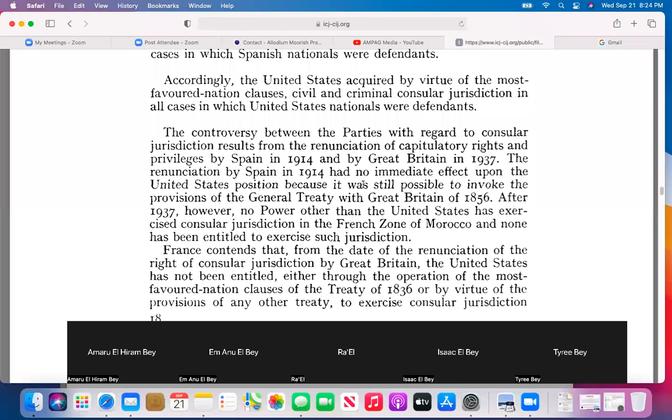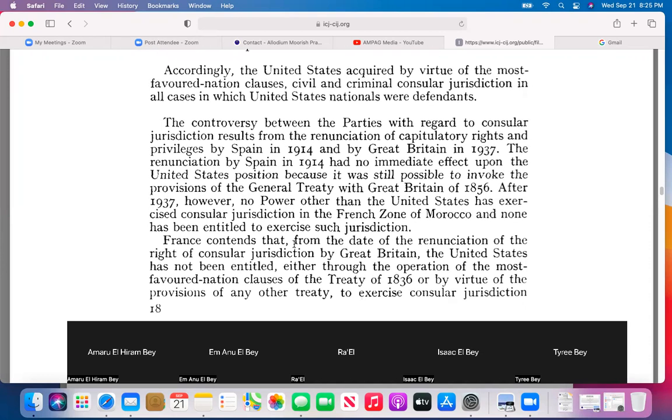All right, the controversy between the parties with regard to consular jurisdiction results from the... Did I already read that? Yeah. Okay, so I was down here. After the renunciation by Great Britain in 1937, however, no power other than the United States has exercised consular jurisdiction in the French zone of Morocco, and none has been entitled to exercise such jurisdiction. So everybody done pulled out, right, by 1937?